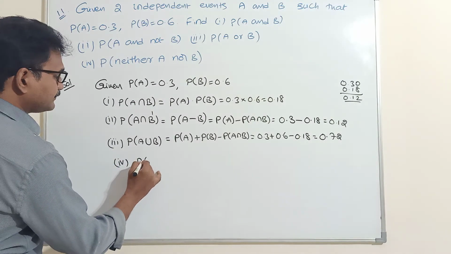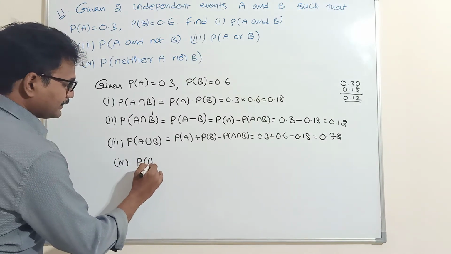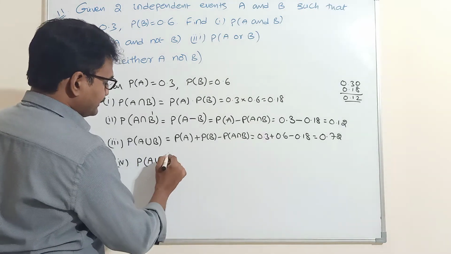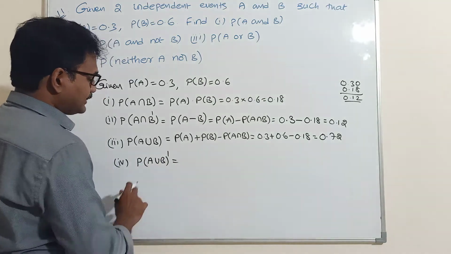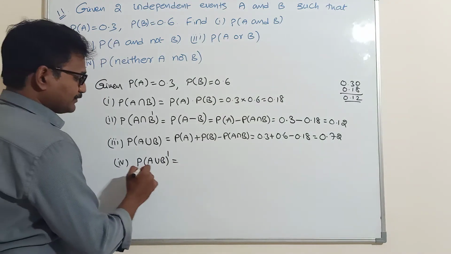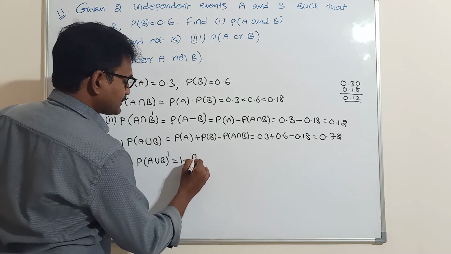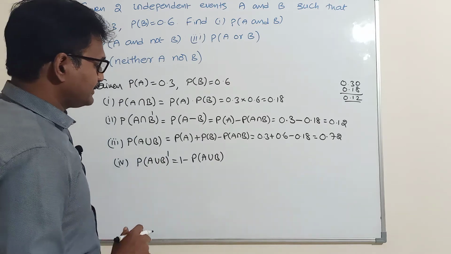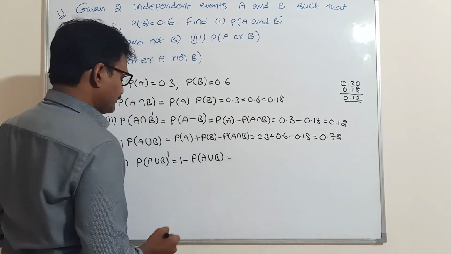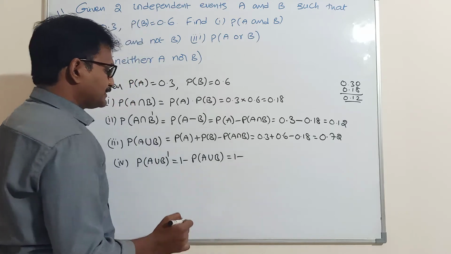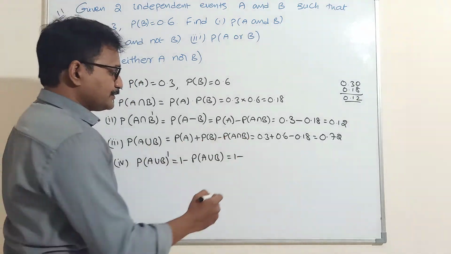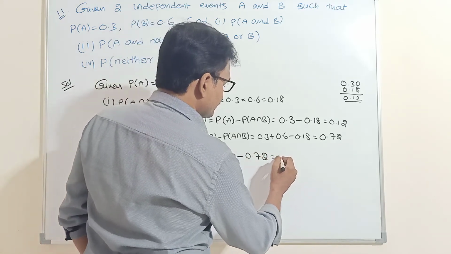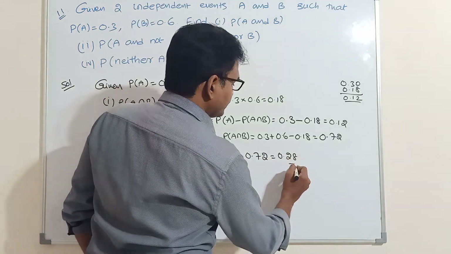Next, fourth problem. P of either A or B means A or B. This denotes A or B. If you write complement, it denotes neither A nor B. So what is the formula for neither A nor B? 1 minus P of A union B is the formula for P of neither A nor B. What is the value of P of A union B? 0.72. So 1 minus 0.72 is 0.28.